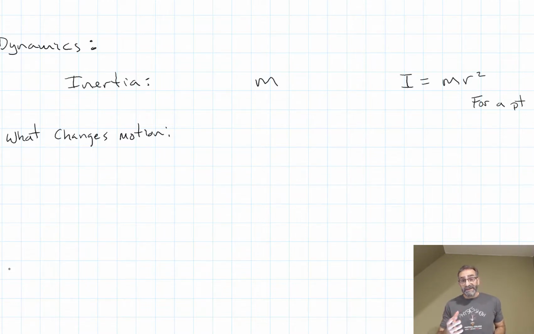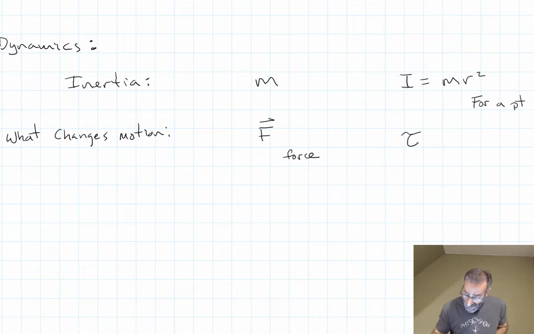Well, for something moving in a straight line, it takes a force. And for something that's spinning, what does it take to cause something to start spinning if it's at rest? It takes a torque. We use the Greek letter tau. And that's also a vector quantity. It's not just the force acting on the object, but it's where that force is being applied with respect to the axis of rotation. It's a combination.